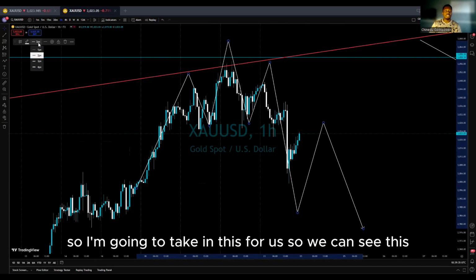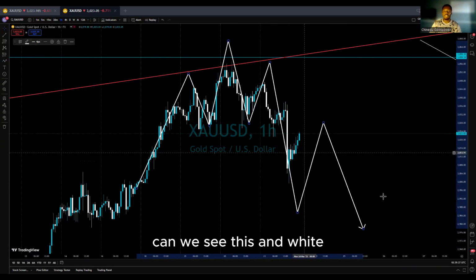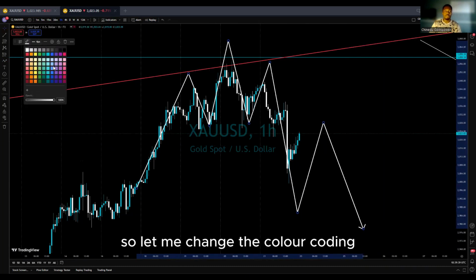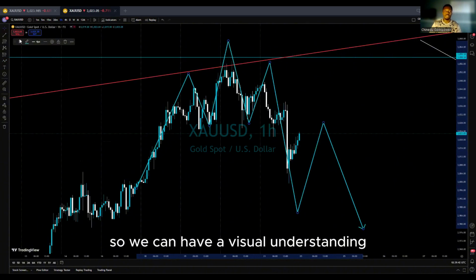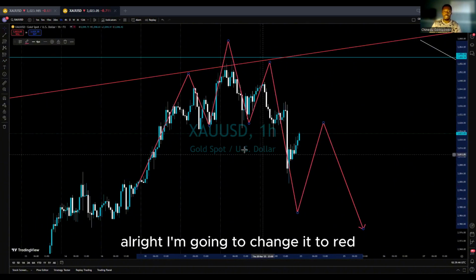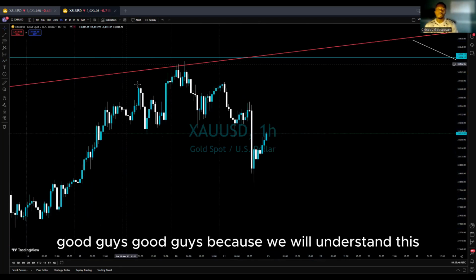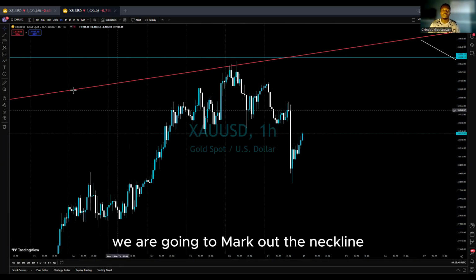So I'm going to take this in for us so we can see this. Can we see this in white? Let me change the color coding so we can have a visual understanding. All right, I'm going to change it to red. Good guys. So we understand this, we're going to mark out the neckline.